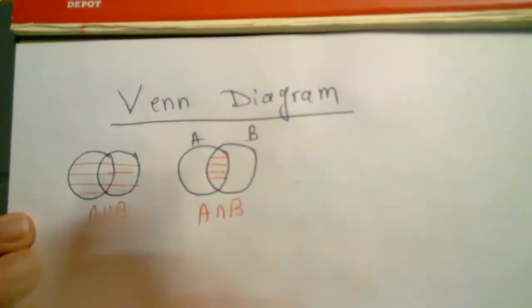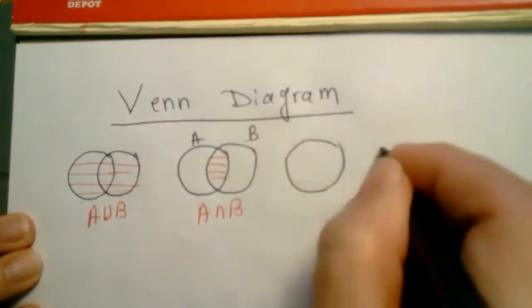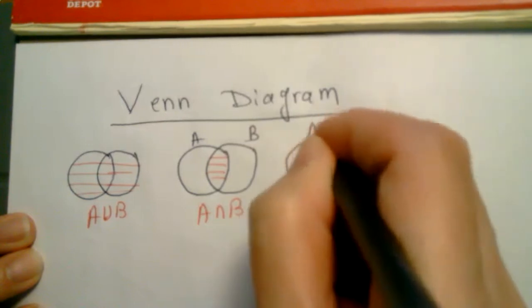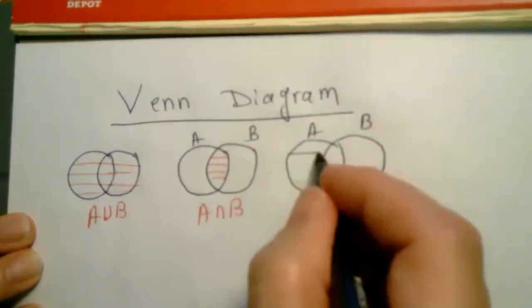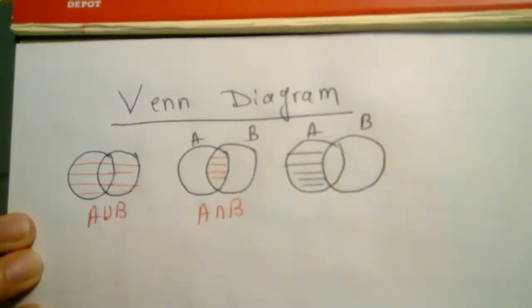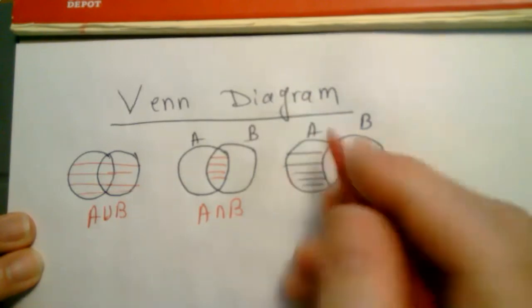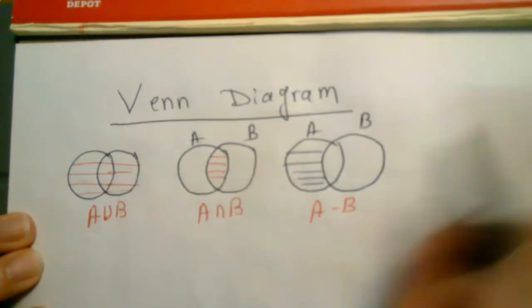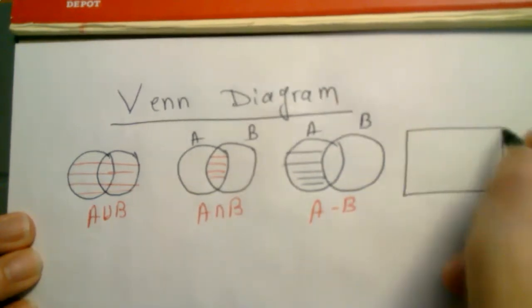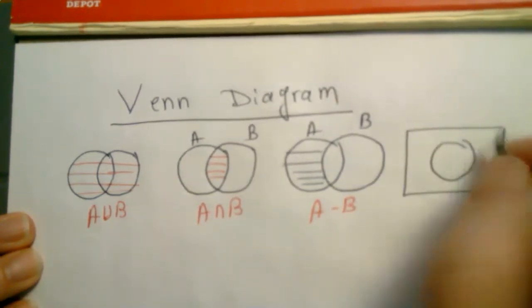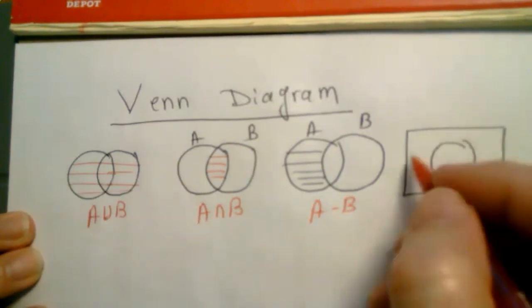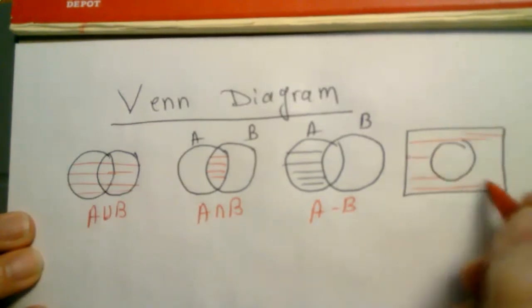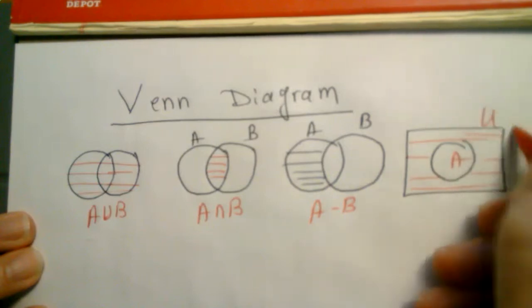And then as usual, we have the difference. So these are the basic ones. This is A and this is B. That's the difference. I should have used red. And finally the complement, and that's where I put a universe. A is a subset of my universe, and the complement is everything in here. So this is my A and this is my universe.